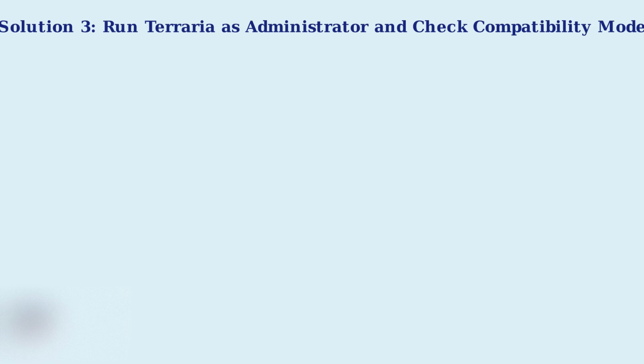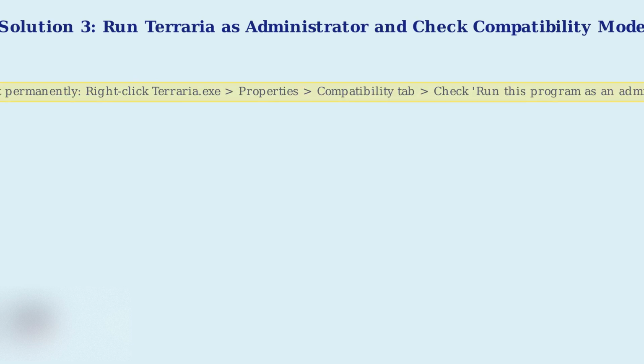Sometimes, running Terraria with administrative privileges can resolve the error by granting necessary system access. To run it temporarily, right-click on the terraria.exe file in your game folder and select Run as Administrator. If this resolves the issue, you can make it permanent by right-clicking terraria.exe, selecting Properties, going to the Compatibility tab, and checking Run this program as an administrator.